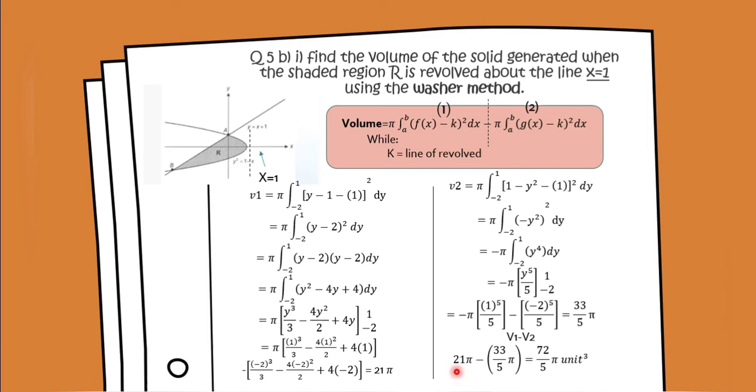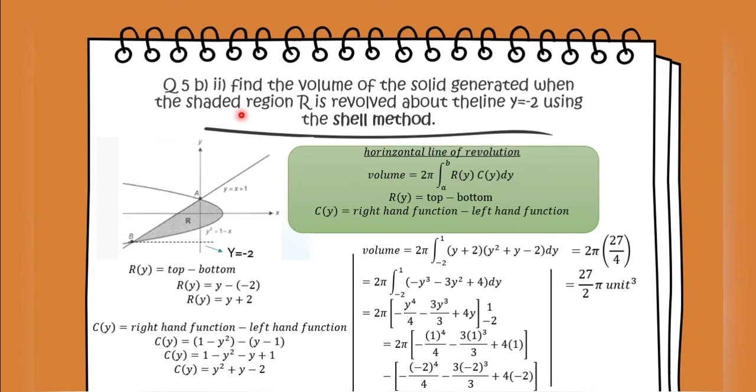So 21 pi minus 33 over 5 pi is equal to 72 over 5 pi units cubed. So this is the answer for question B1. That's all. Okay, so the last question is find the volume of the solid generated when the shaded region R is revolved about the line y equal to negative 2 using the shell method.